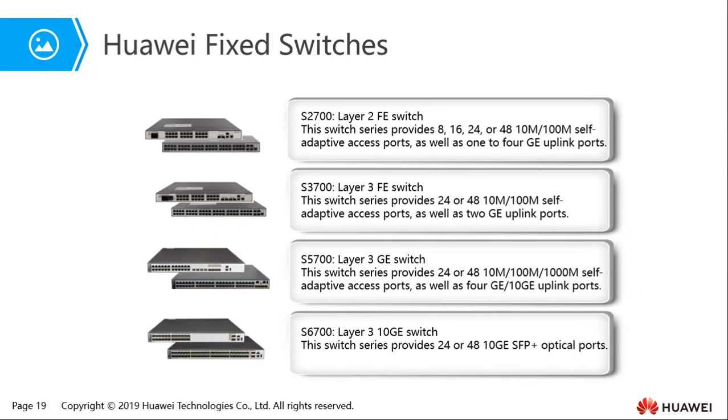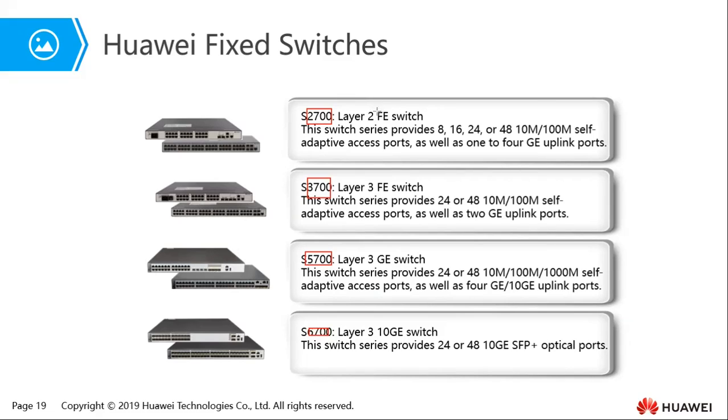Okay. Now, these are some of the Huawei fixed switches. This is called the S series. Generally, the higher the number, the better the device. The higher the number, the better the device in terms of functionalities, and also the more expensive the device. So this one is just a layer 2 device, S2700. I'm sure in your labs, most of the time you've been using S5700.